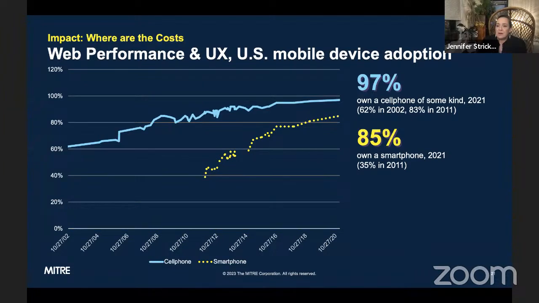not that long ago, people just didn't have them. Look when the numbers actually start for a smartphone: 2011. That's when people started owning a smartphone. There were cell phones of some kind, but just over half the population had one back in 2002. And nowadays, nearly everyone does. And for smartphones, only 85% have a smartphone.